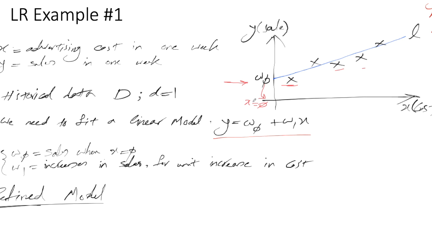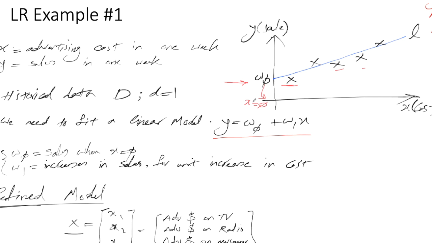So our refined model could have 3 x's, x1, x2, and x3. That would refer to the advertisement cost for TV, or advertisement in TV and media, and then you have the advertising cost on radio stations, and then another one as an advertising cost on newspapers and text.